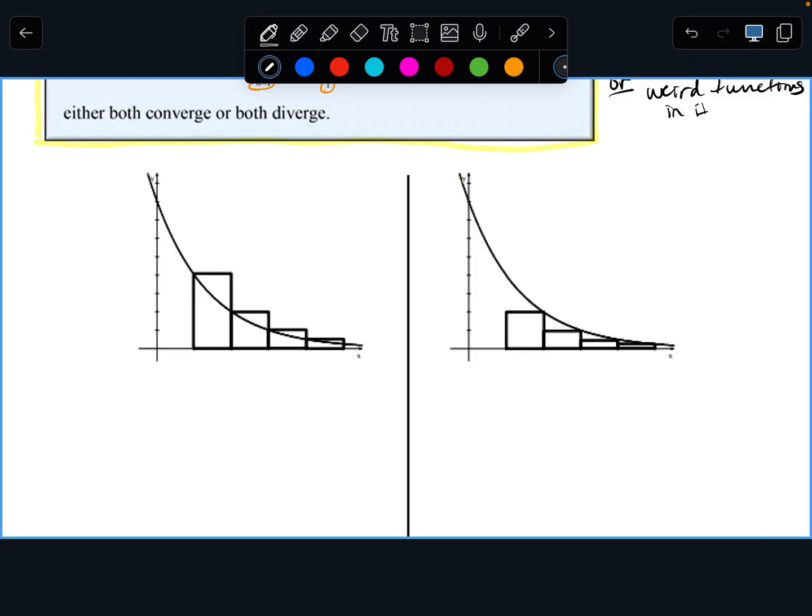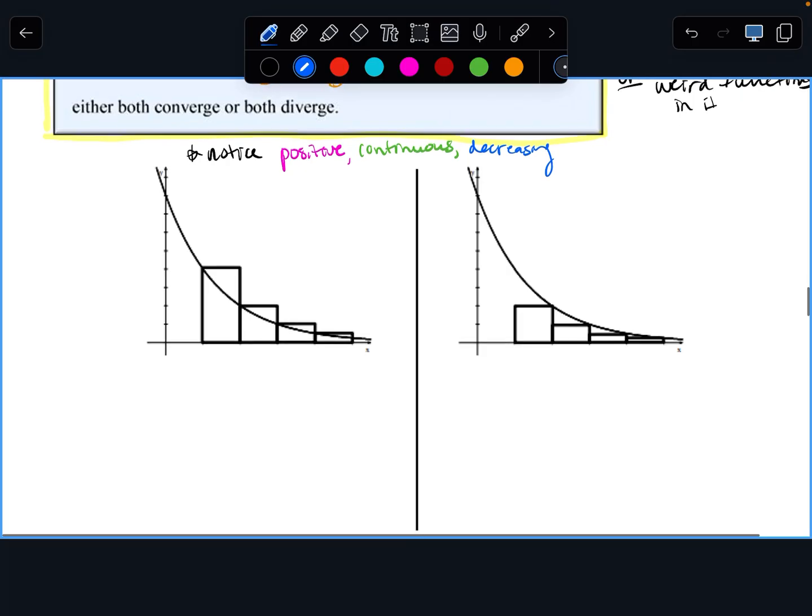So that's just kind of, it uses Riemann sums to reason its way to this test. So, okay, notice first for both of these, they're both positive, they're all above the x-axis, right? They are continuous. There are no asymptotes or weird things. And they're all decreasing. This only works for that type of function. Okay.